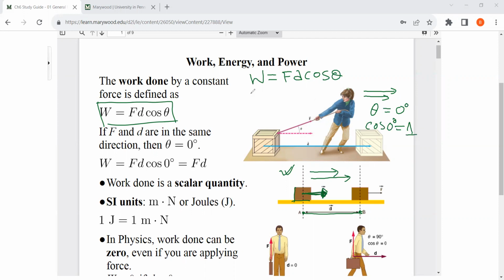So work done for these simple cases becomes even simpler. Work done is basically FD. Why FD? Because cosine 0 degrees is 1. So we get a simple equation for work done that is just the product of the force and displacement. From the general definition of work done, we have a simple mathematical equation for the work done when both force and displacement are in the same direction.